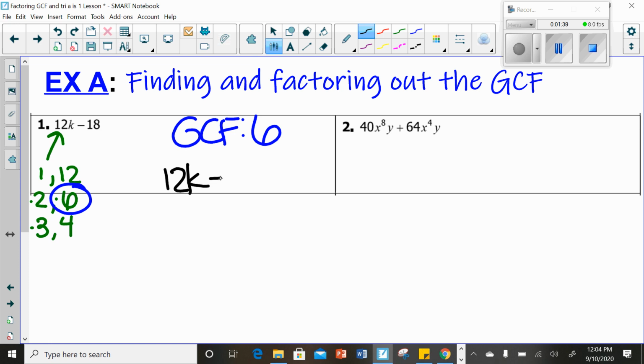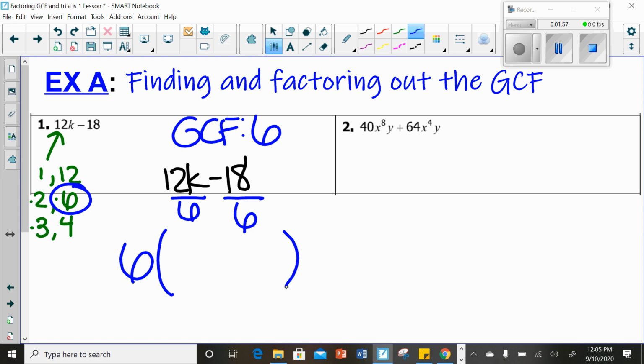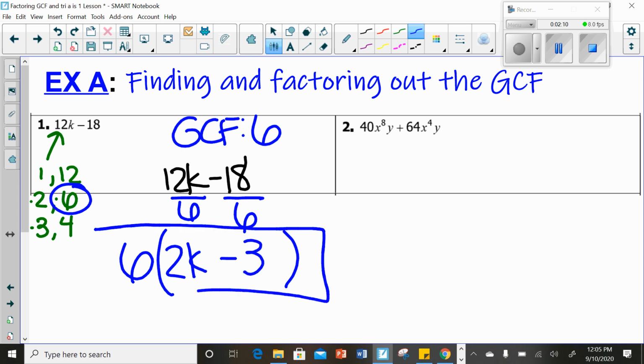So we have 12K minus 18. And we want to divide everything in our problem by our GCF, put the GCF out front, and then whatever our simplification is goes in these parentheses. So 12 divided by 6, we know is going to give us a 2K. And negative 18 divided by 6 is going to give us a negative 3. So there we have our answer.